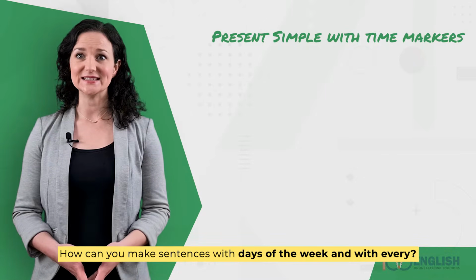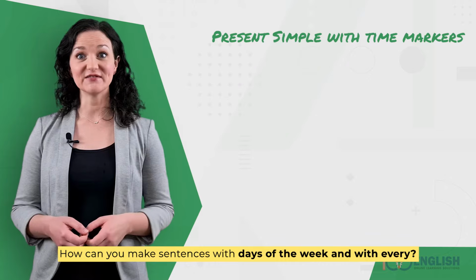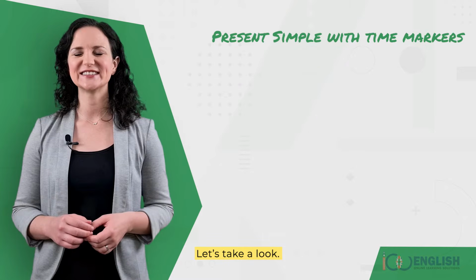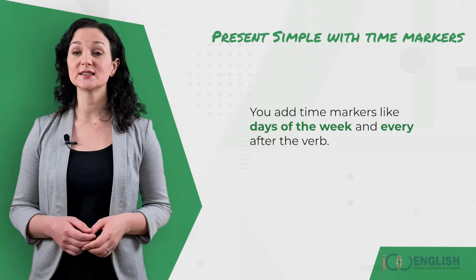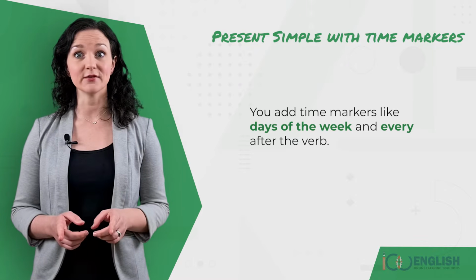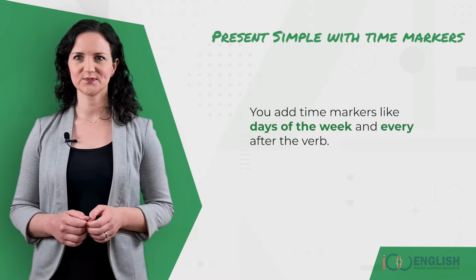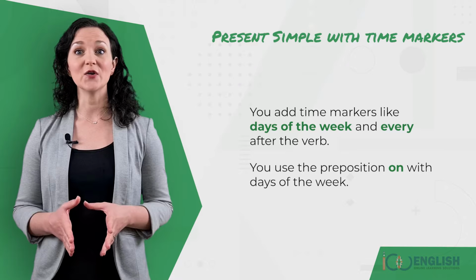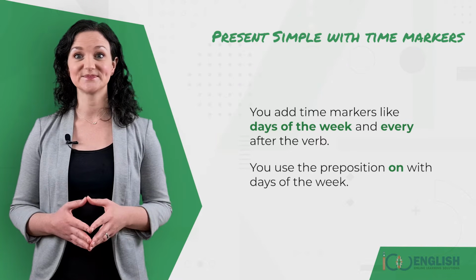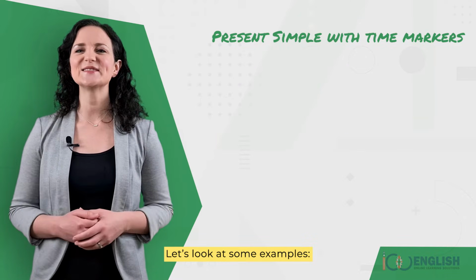How can you make sentences with days of the week and with every? Let's take a look. You add time markers like days of the week and every after the verb. You use the preposition on with days of the week. Let's look at some examples.